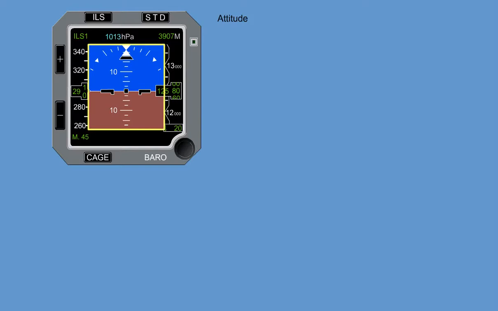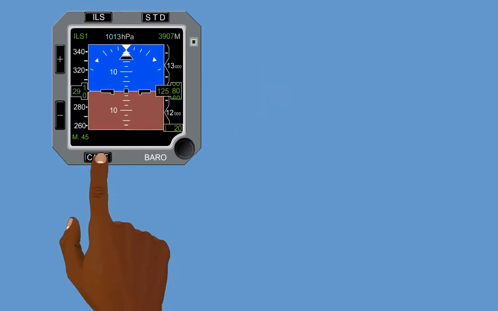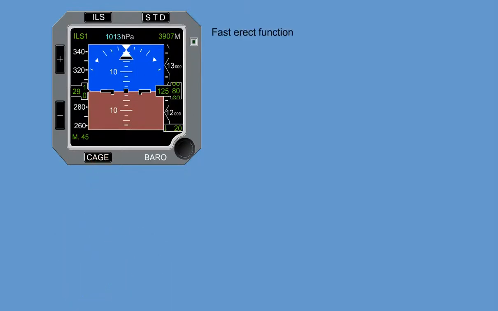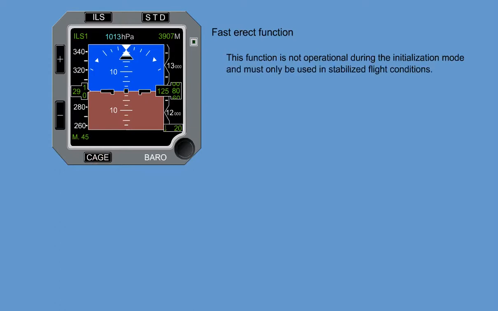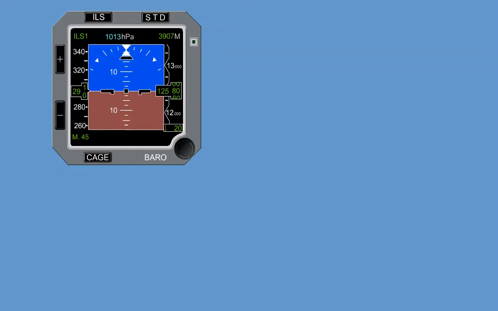Attitude: using the data from the respective sensors after its conversion to digital format, the system computes and displays attitude. The cage button resets attitude to provide a fast erect function. This function is not operational during the initialization mode and must only be used in stabilized flight conditions.